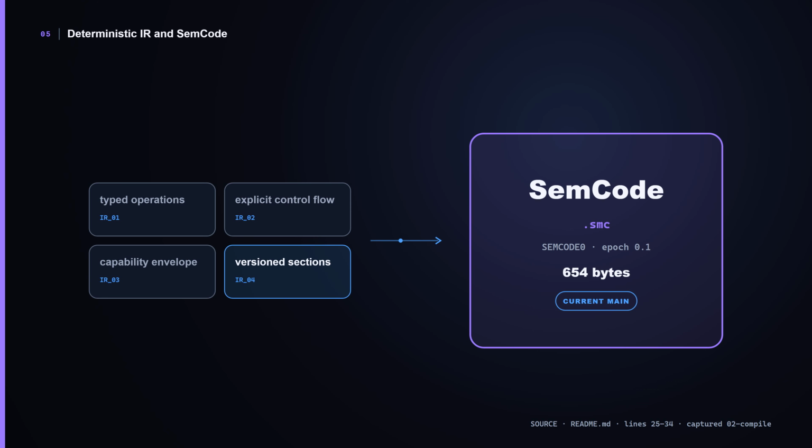In our demo, the artifact is 654 bytes and identifies itself as SemCode 0, Epic 0.1. But an artifact existing on current main does not automatically make every feature it contains part of the stable promise. Semantic's status model separates implementation from release maturity. The artifact is therefore both executable material and an accountability boundary. It is the exact thing the next stage will either reject or admit.